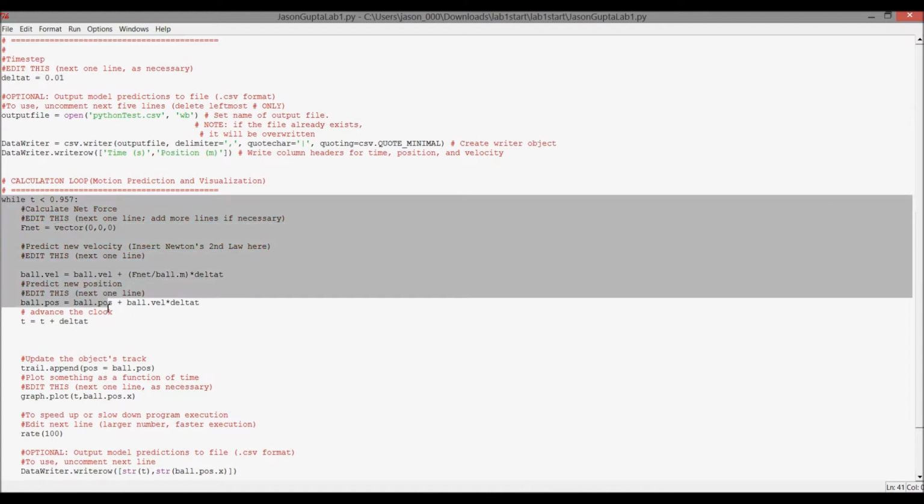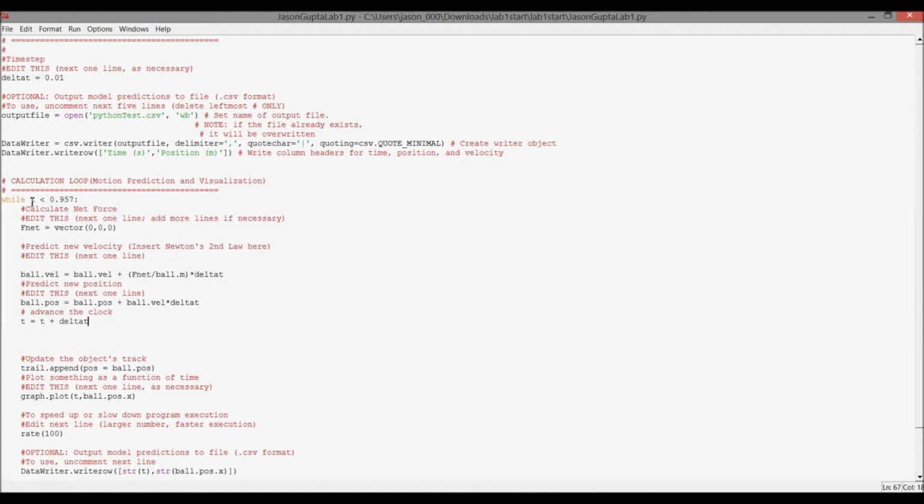Next, we have the while loop. This is most of the code. It starts with a condition saying that keep running this code as long as the time does not surpass the observational time. Then we have to set the vector of our net force equal to 0, 0, 0, because we're assuming that there's no net force acting on our can. Next, we have to update the velocity of the can. This is going to be the final velocity of the can equal to the initial velocity of the can plus any change to velocity. However, remember that this part of the equation is going to be 0 because our net force is going to be 0.